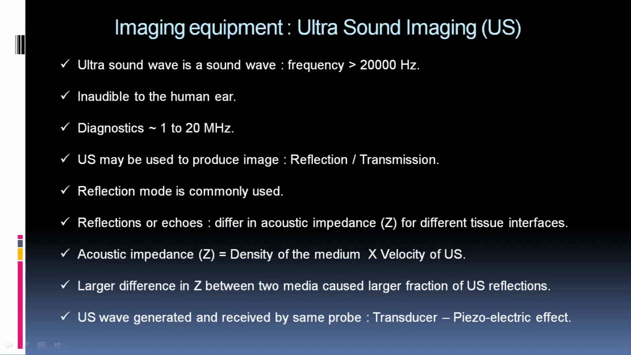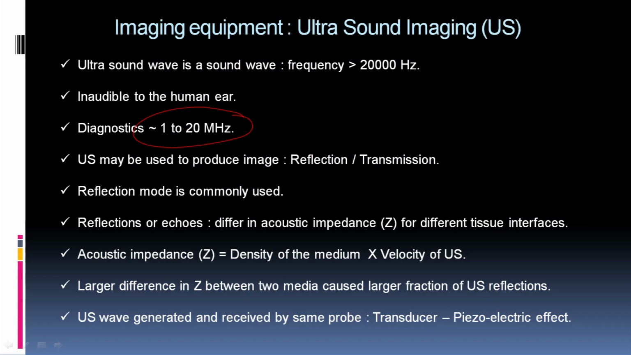Now, ultrasound imaging, we know that this does not involve any kind of ionizing radiation. We have included ultrasound to complete our lecture, on what kind of machines or equipment we are using. Ultrasound is a sound wave having a frequency of more than 20,000 Hz, and it is inaudible to the human ear. And for diagnostic purposes, we use 1 to 20 megahertz ultrasound frequency to scan the patient's body.